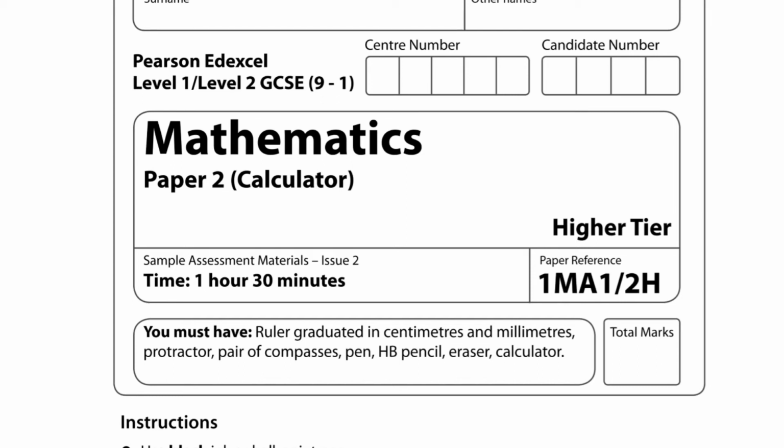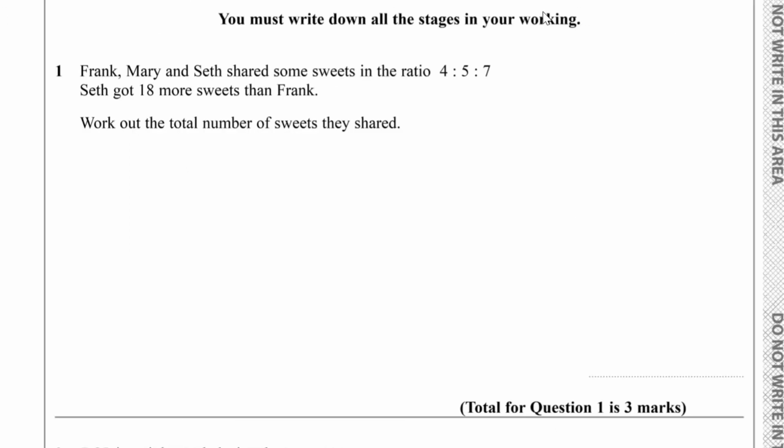This is the Edexcel GCSE 9-1 Higher Paper 2, which is a calculator paper, and it's from the sample papers. Question number 1. Frank, Mary and Seth shared some sweets in the ratio 4 to 5 to 7. Seth got 18 more sweets than Frank. We have to work out the total number of sweets they shared.